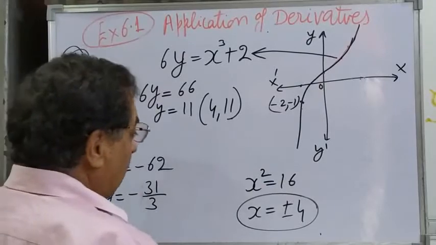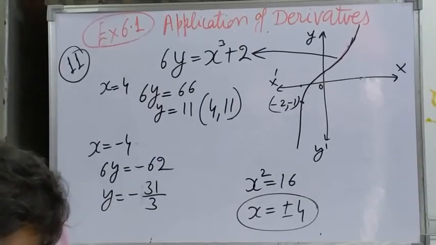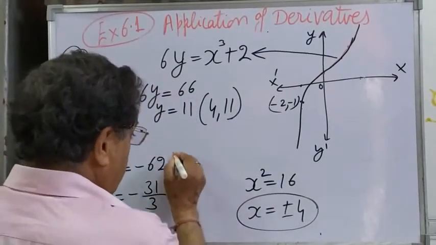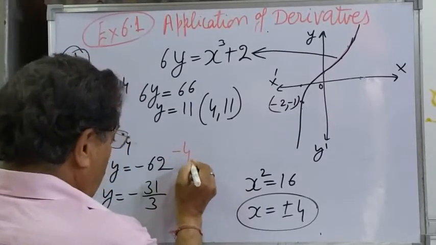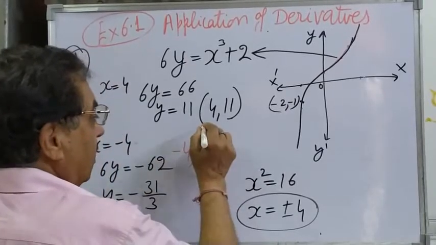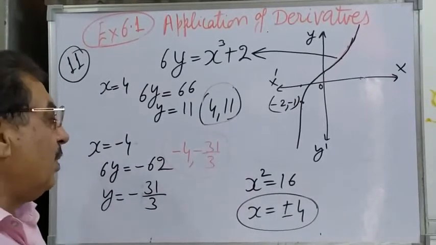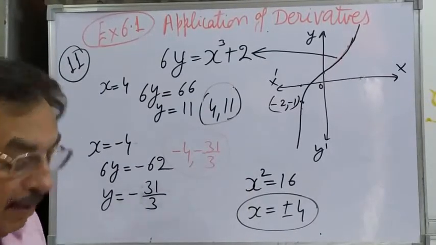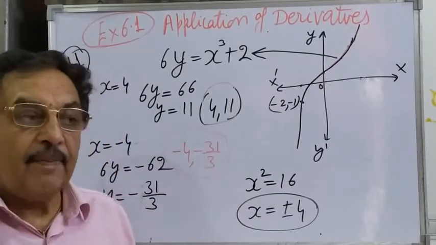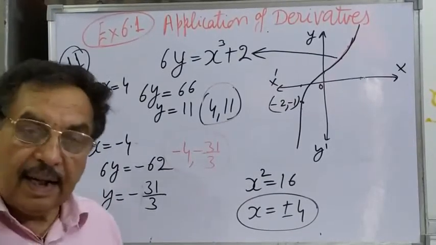So the second point I am getting here is minus 4 comma minus 31 by 3. So this is the second point, and this is our first point. The 2 points we have got are 4, 11 and minus 4, minus 31 by 3, where the y coordinate is changing 8 times that of the x coordinate.